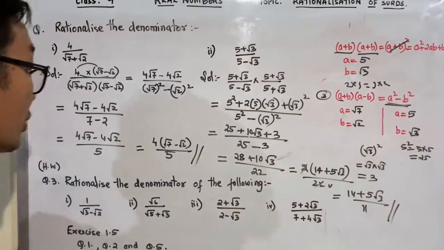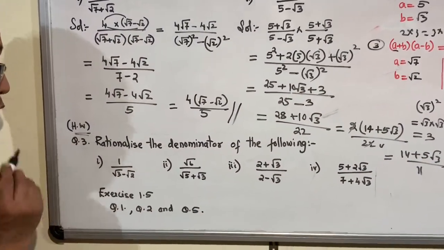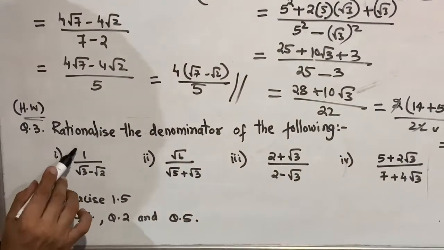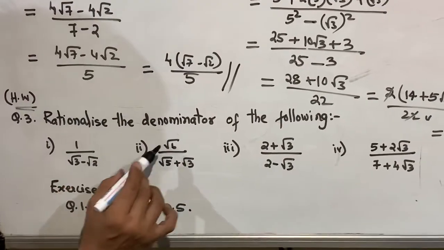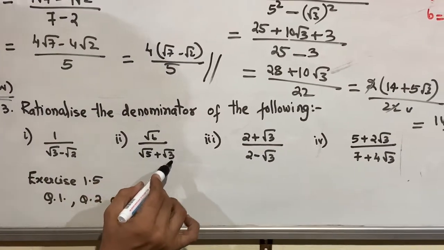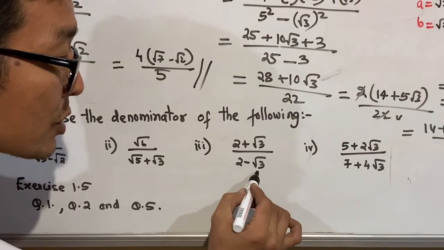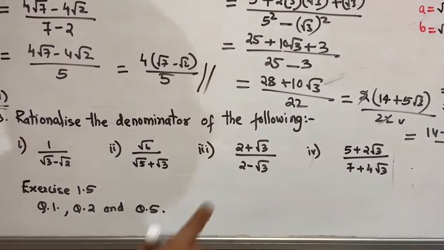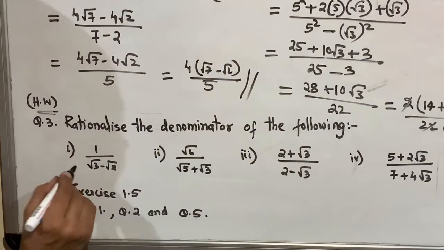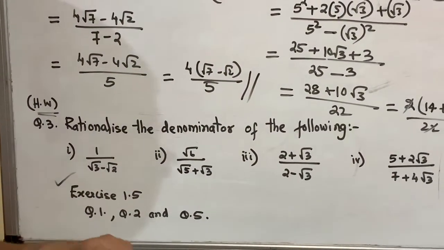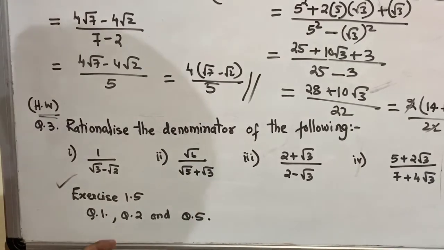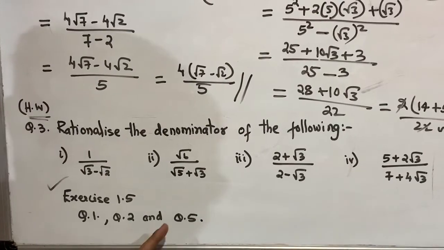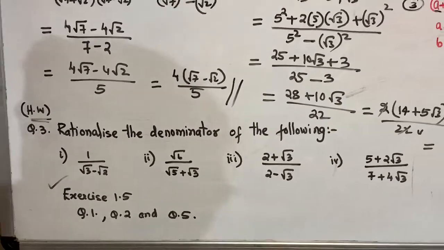The denominator should be rational. So for homework, rationalize the denominator of the following: 1 upon root 3 minus root 2, root 6 upon root 5 plus root 3, 2 plus root 3 upon 2 minus root 3, 5 plus 2 root 3 upon 7 plus 4 root 3. That is the same thing. And number 4, exercise 1.5, question number 1, question number 2, and question number 5 are the same thing.